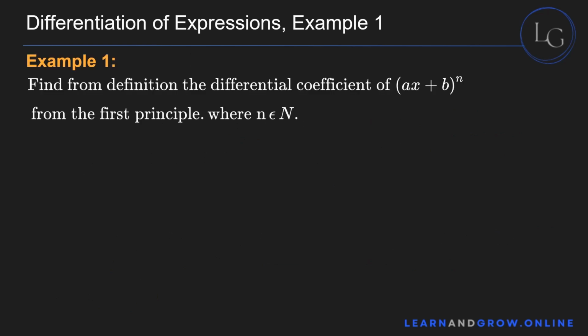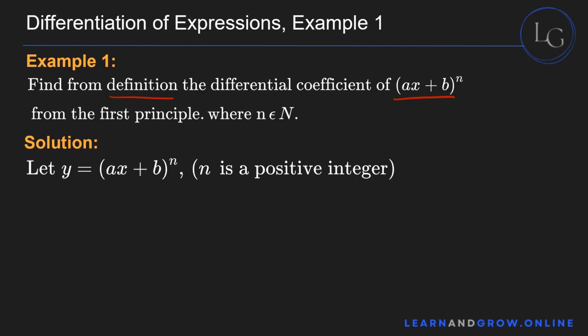So the first example is that we have to find from definition the differential coefficient of (ax + b)^n from the first principle. And basically the differential coefficient is the derivative that we have to find by the first principle, and we discussed how to do that by using the binomial theorem. So let y be equal to (ax + b)^n, and n is a positive integer. And you remember the 4 steps. Obviously this is by definition, or from the first principle.